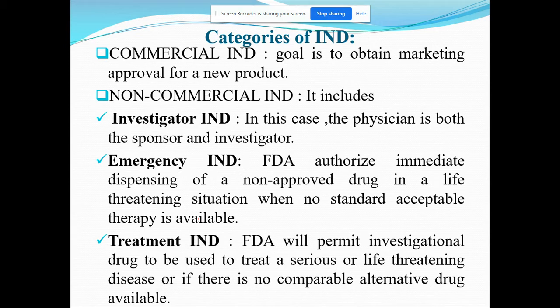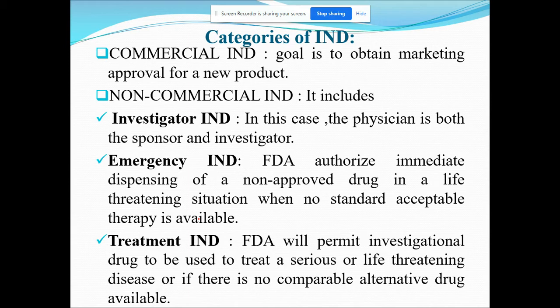Commercial IND and non-commercial IND. Commercial IND means what? The goal of this IND is to obtain a marketing approval for a new product. When you are researching with an intention to have a marketing approval for your new product, जर का तुम्ही एखादं रिसर्च करताय, तुम्ही एखादं इन्व्हेस्टिगेशन करताय, and if your intention is that in future you want a marketing approval for that new product, then that particular type of IND is called the commercial IND.